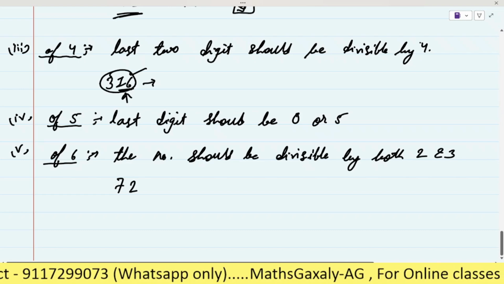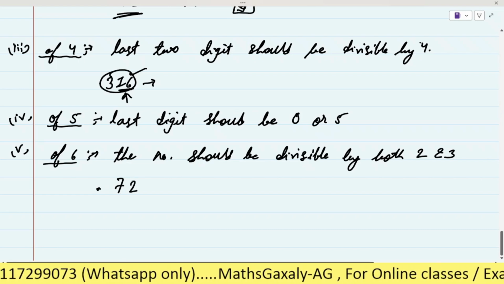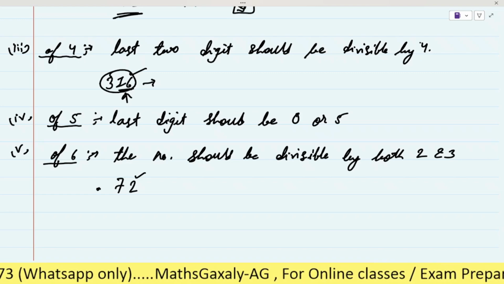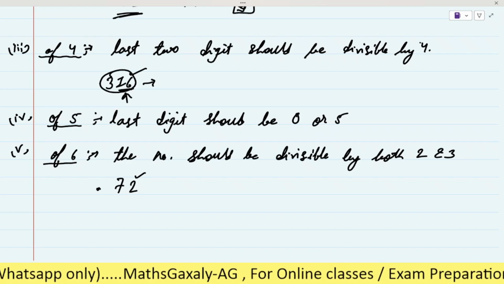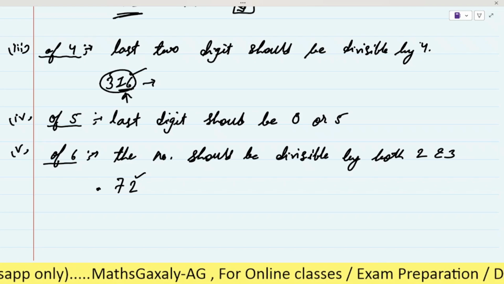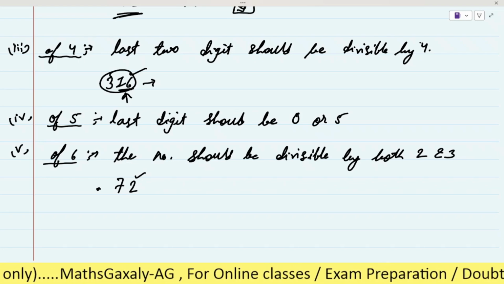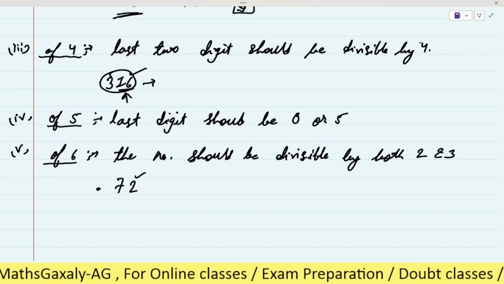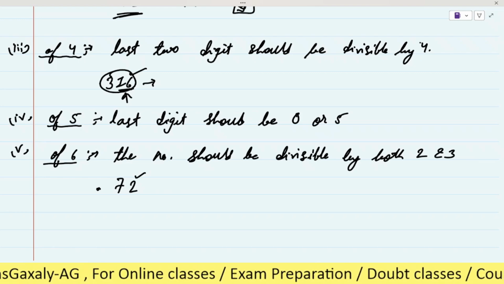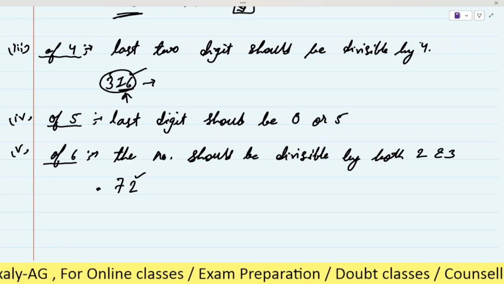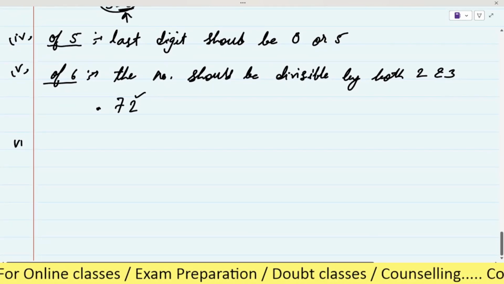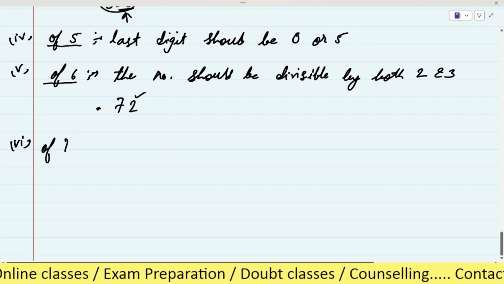Yes, as an example, 72. Here the last digit is 2, which is even. It means the whole number is even, so automatically it will be divisible by 2. Okay. Now add it, 7 plus 2, 9. It means it is also divisible by 3. So here it will be divisible by 6 as well. Is it clear now? What is the divisibility rule of 7?